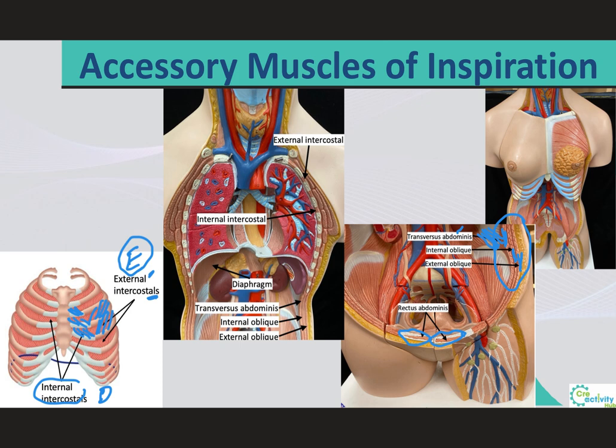Also on this image, we can see how between the ribs, there's a little line between these two muscles. The one that's more superficial is going to be the external intercostal, and the one that's deeper will be the internal intercostal.